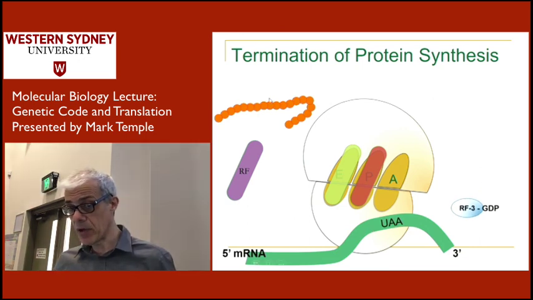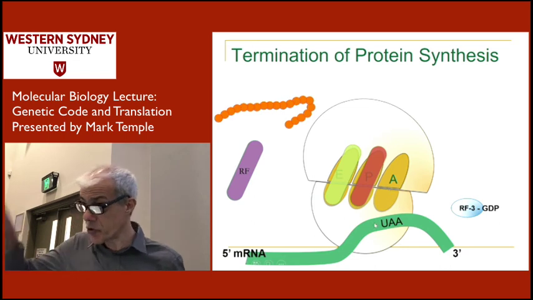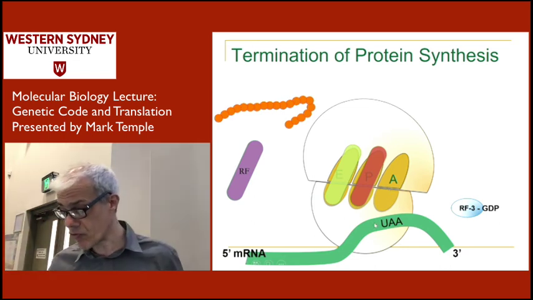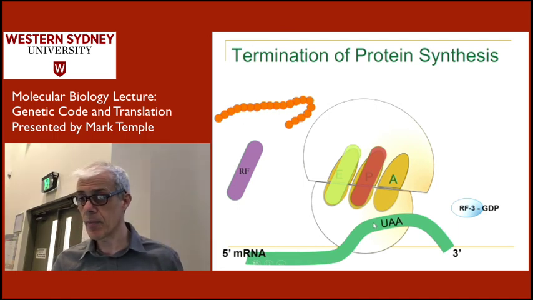So now you have your fully formed polypeptide chain, and then these subunits will dissociate, and as we saw in that cycle diagram, can then reassemble to undergo another round of translation.